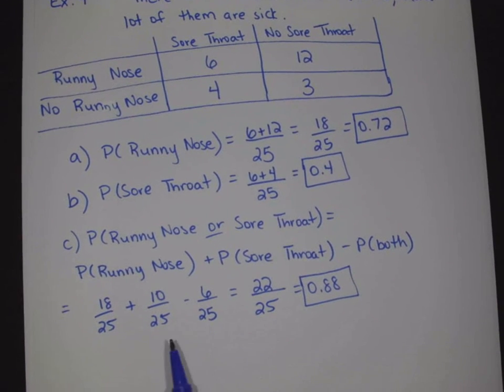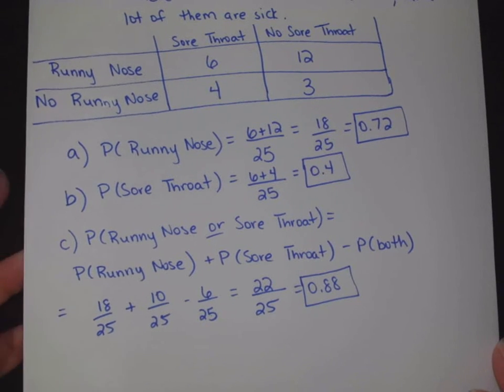By the way, notice if you did not subtract off, you would have 28 over 25, which is going to give you a number more than 1. And we've already mentioned it, but you should never get a probability less than 0 or more than 1. 1 means it's certain to happen, and you can't get any more certain than that, basically.